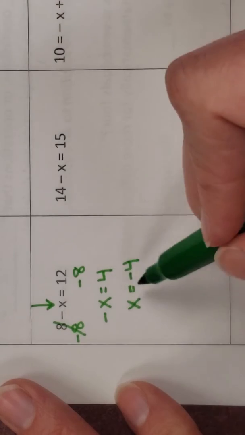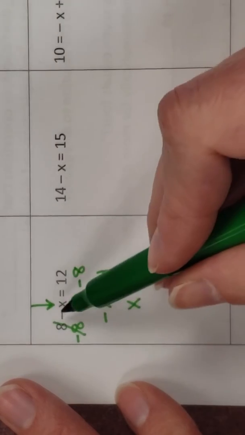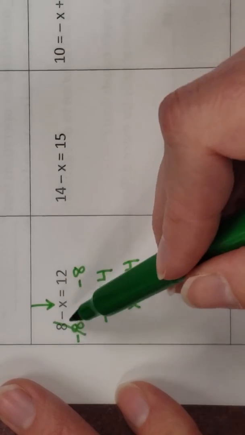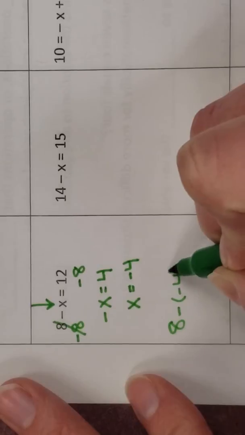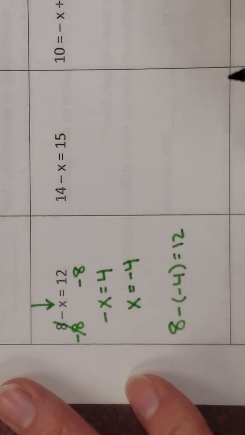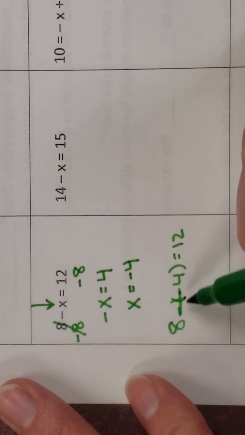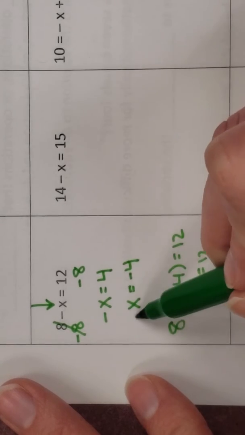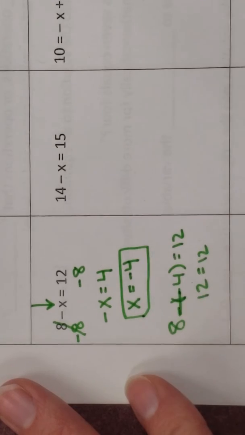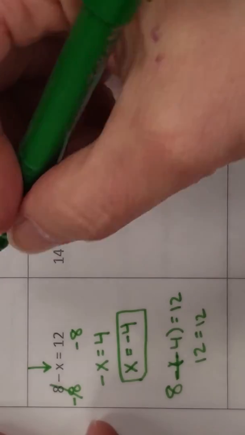Okay? And we can sub it back in. Negative 8 minus a negative 4. Two negatives in a row make a positive. I'll write it out. Negative 8 minus negative 4 equals 12. See, I wrote what I subbed in parentheses. Two negatives make a positive. 8 and 4 make 12. And so we can know that that was our solution. Let's try another one in case that was a struggle.